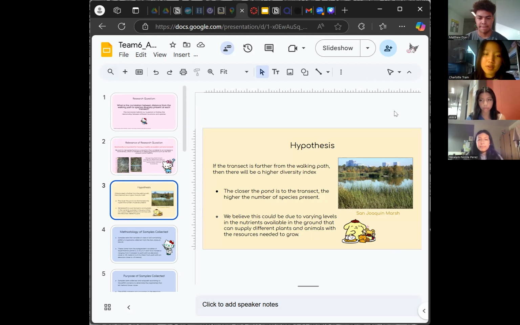We believe that the closer you are to the pond, the higher the number of species present due to nutrients being in the area, and so there will be more opportunities for species to thrive and grow. It will supply nutrients for different plants and animals and overall increase biodiversity.